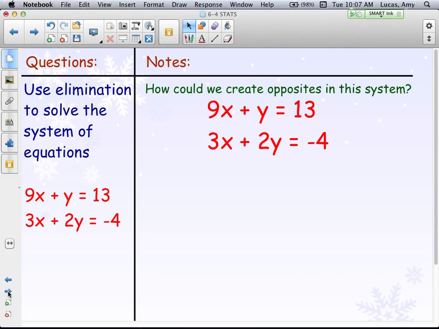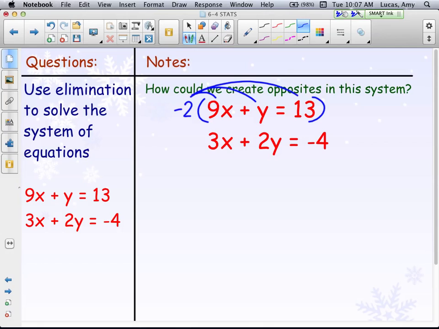The next problem, looking at coefficients again. 9x and 3x. 3 is a factor of 9, so I could turn it into a negative 9. Or eliminating the y's, I have y and then 2y. I'm actually going to eliminate the y's on this problem instead of the x's. Because if I multiply by negative 2, it's going to give me negative 18x minus 2y equals negative 26. So I like that even better.